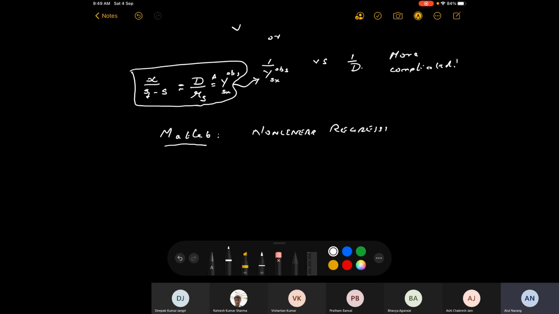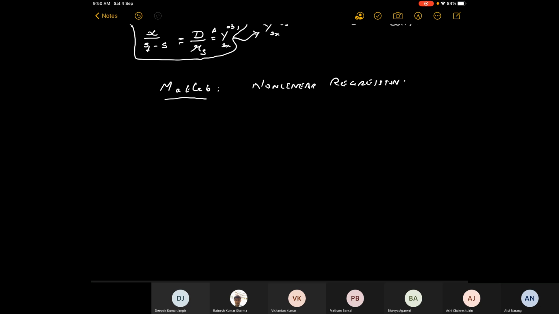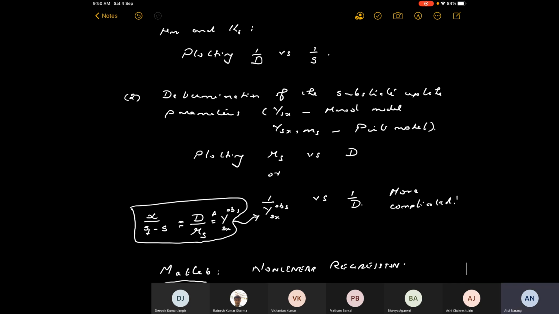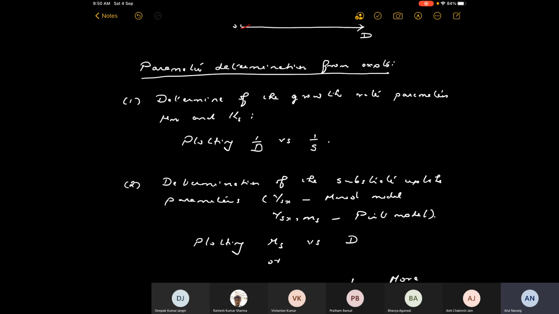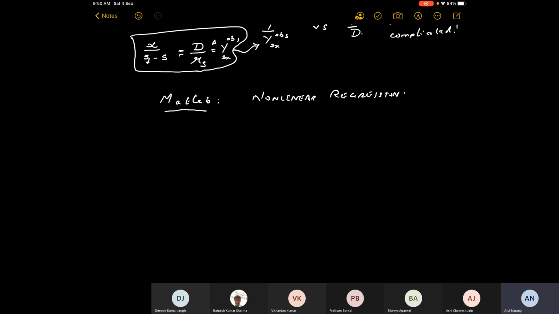And what that means is that you simply provide the function to MATLAB. For example, just give the value. Supposing, let's go back to, for example, determining the growth rate parameters. Now, your model says that mu equals mu m times s over ks plus s, which in a chemostat, since mu is equal to D, means that this relationship holds.